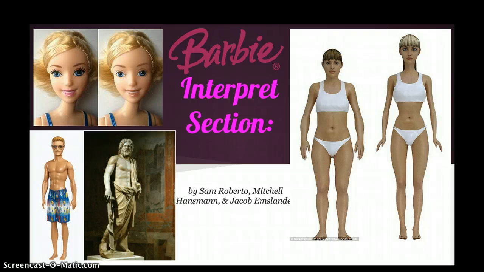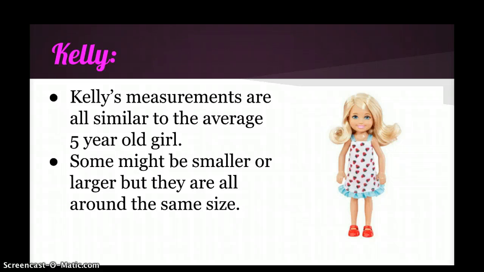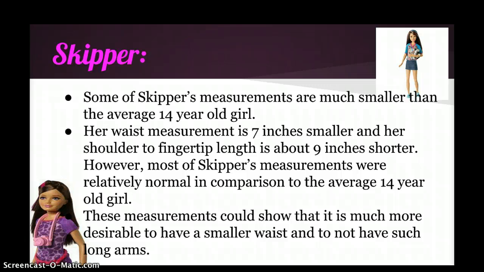Kelly's measurements are all similar to the average 5-year-old girl. Some might be smaller or larger, but they are all around the same size. Some of Skipper's measurements are much smaller than the average 14-year-old girl. Her waist measurement is too small, and her shoulder to fingertip length is also too short. However, most of Skipper's measurements were relatively normal.